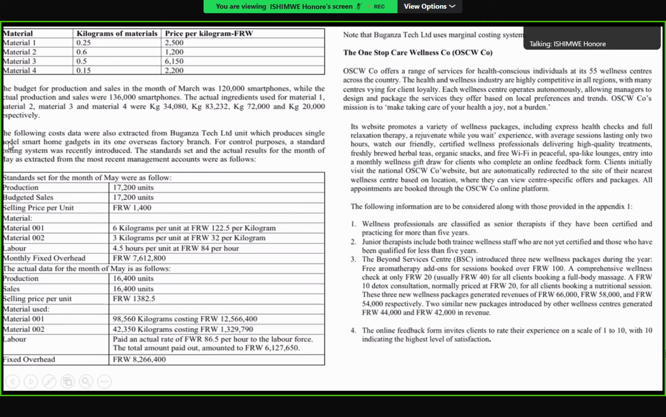Okay. So the following cost data was also extracted from Buganza Tech Limited units, which produces a single model smartphone gadget in its one overseas factory branch for control purposes. A standard costing system was recently introduced. The standard set and the actual result for the month of May, as derived from the most recent management account, are as follows: production, sales, selling price per unit, materials, labor, and these are fixed overhead.